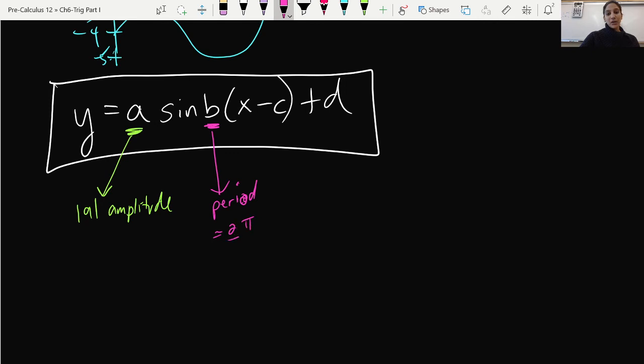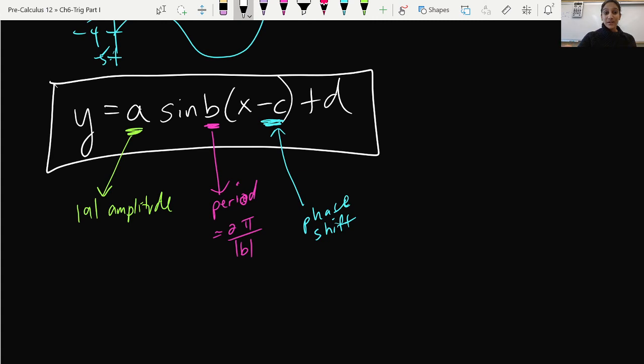2 pi over the absolute value of whatever's there for B. We talked about that. It's a distance. That's why it's absolute value. And then at this point, I don't even know which colors I used for what, so you're just going to have to deal with whatever I give you. But if we have plus or minus C, that's just a phase shift. This would be C units to the right, but it just depends on what we plug in there.